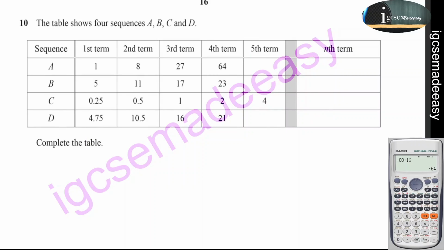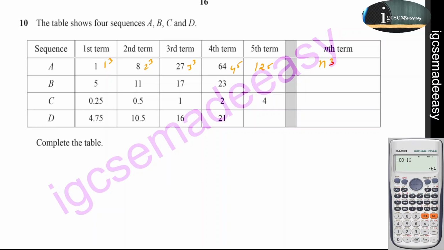Question number 10. We have to finish the pattern here. So this is 1 cube, this is 2 cube is 8, this is 3 cube, and this is 4 cube. This should be 5 cube is 125, and the answer here you should write as n cube, right? The nth term will be n cube.